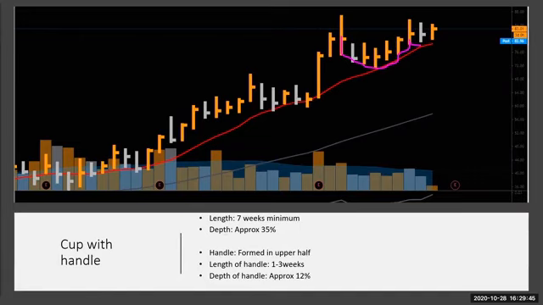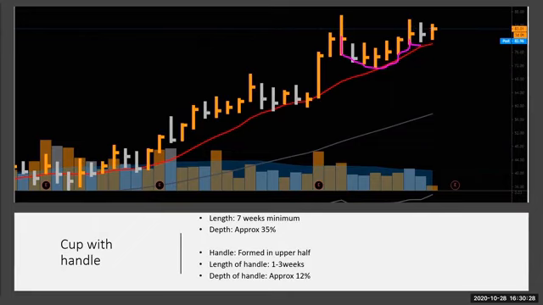The approximate depth should be 35%. It could be less. It could be a little bit more, given the overall market conditions. The major indexes this year corrected roughly 40%, so you had some pretty deep cup with handles. Some of them were 40%, 45% deep, and that's okay, so long as it is moving with the market as far as the actual structure goes. So that's the cup part.